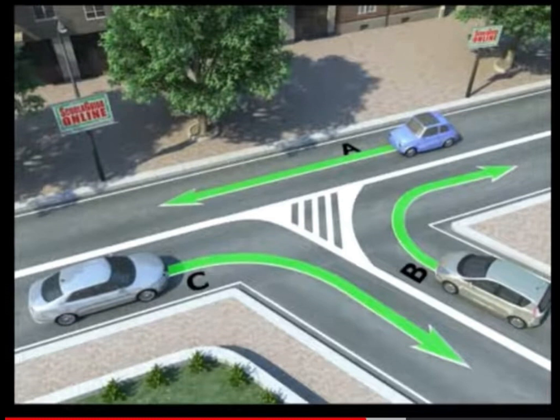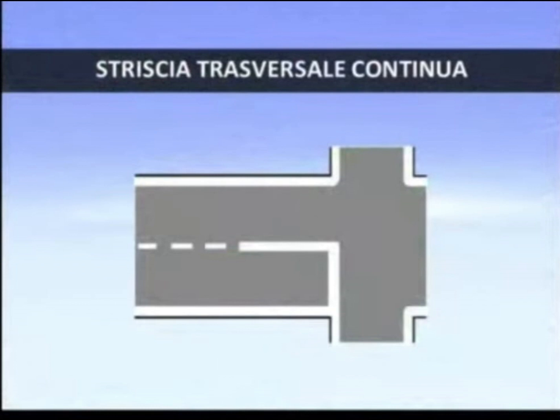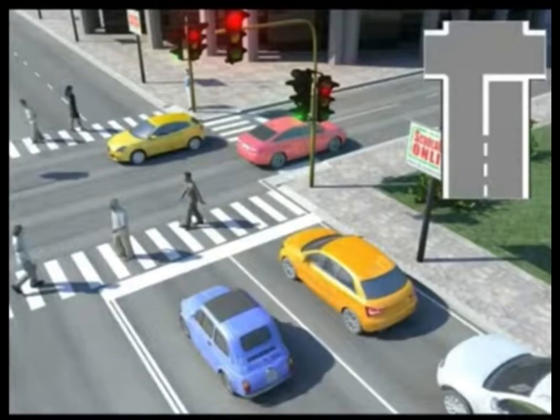It is not true that that line can be drawn with blue colors. Striscia traversale continua. This line on the road will be a continuous line. We cross the lane at the edge before you enter another road or a junction. It serves to tell drivers where to stop their car.